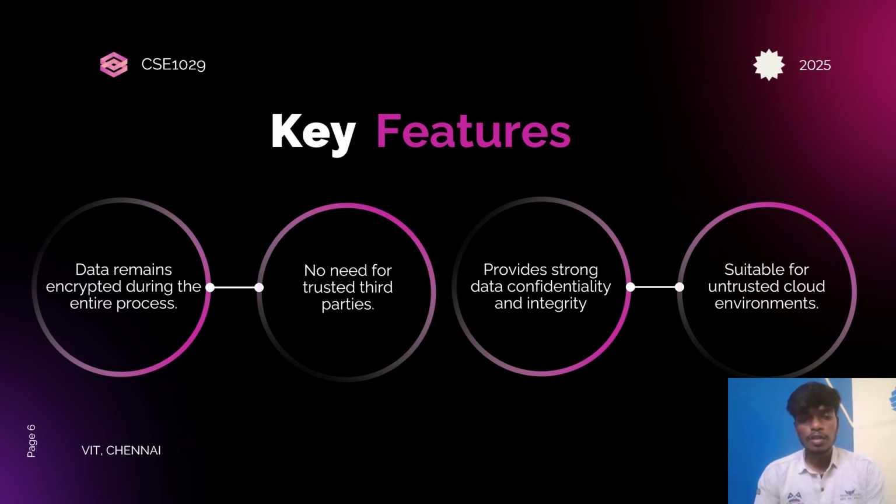What are the key features of homomorphic encryption? Data remains encrypted during the entire process. So whatever encrypted data we are sending during the transmission process, whatever the cloud modifies or whatever unauthorized access happens, the data remains encrypted. So whatever may happen, they cannot expose the original message you are trying to send.